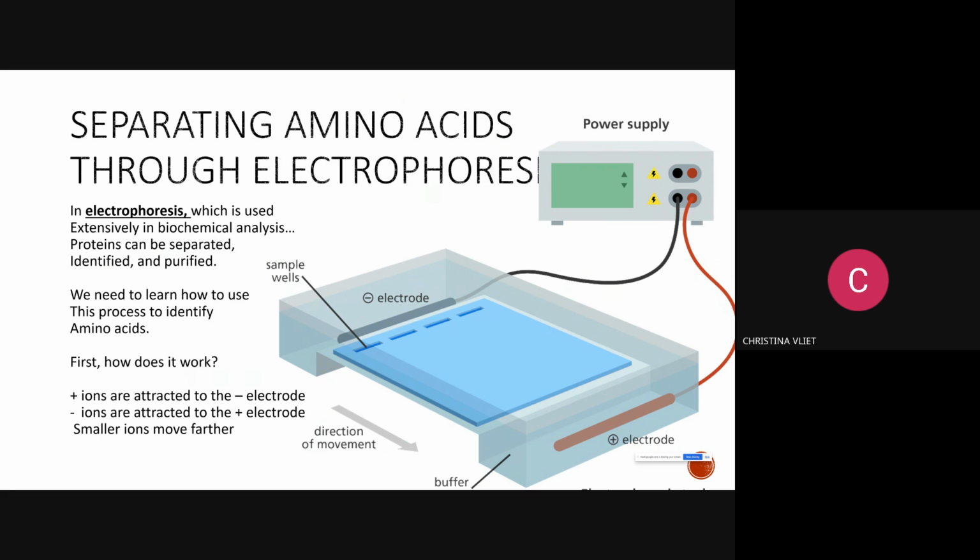The prefix here, electro, means what? Electricity. So you're actually taking a gel and you're putting electricity through it. And it's a buffered solution. So it's used in biochemical analysis. In this case we're only talking about proteins, but like I said, you can use this for DNA as well. You use this to separate proteins, identify proteins, and purify proteins. And so this is what we use to identify different amino acids. It's called electrophoresis.